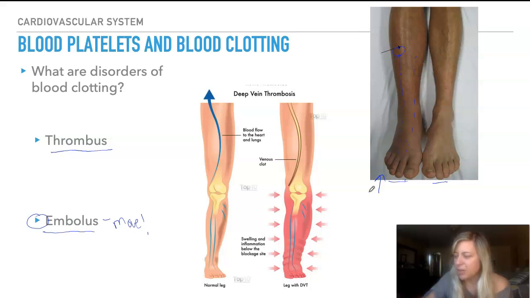Okay, our next and last topic for blood is going to be blood typing. So that's what we'll take a look at during our last mini lecture on blood.